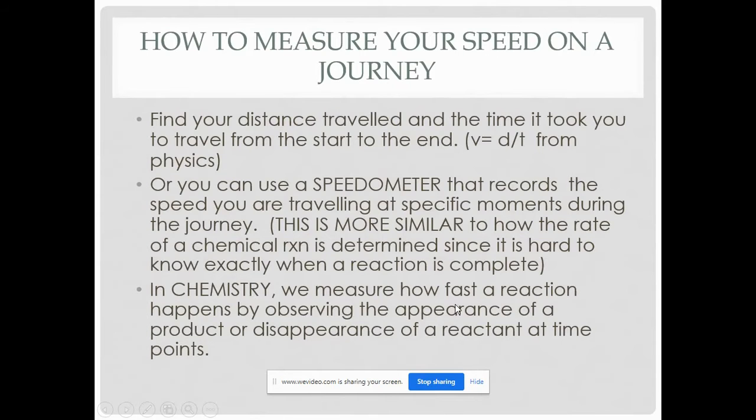In chemistry, we measure how fast a reaction happens by observing the appearance of a product, or you can measure the disappearance of a reactant at time points.